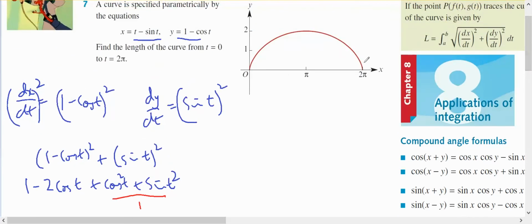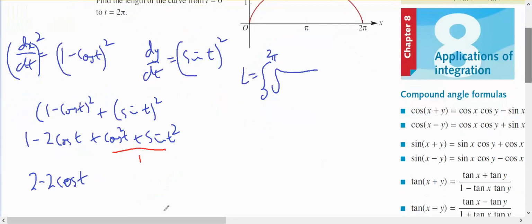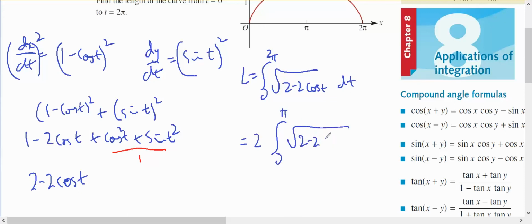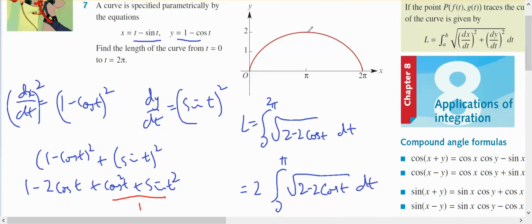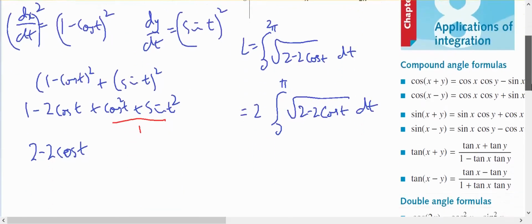Now, because it's perfectly symmetrical, the length can be the integral from 0 to 2 pi of the square root of 2 minus 2 cos of t dt, or it could be 2 times the integral from 0 to pi of the square root of 2 minus 2 cos of t dt. Doesn't matter, because this will be half the distance because I've got some symmetry happening there.